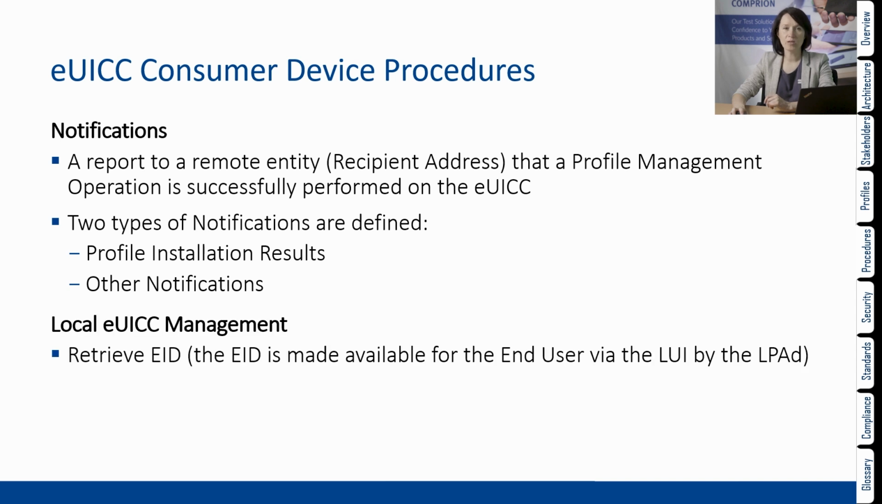There are local EUICC management procedures. Local EUICC management procedures are procedures, for example, to retrieve the EUICC ID. It will be visible on the LUI, the local user interface of the LPA. So if you want to know what the EUICC ID is, you can use this procedure. And since this is related to the EUICC, it's a local EUICC management, not the profile management.